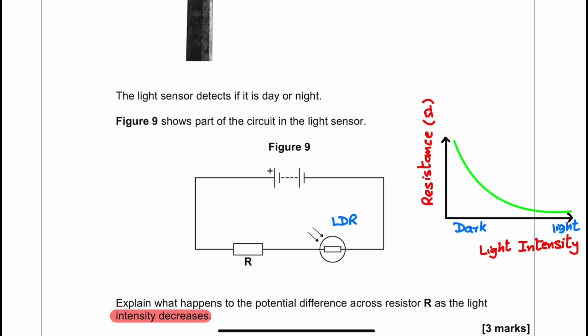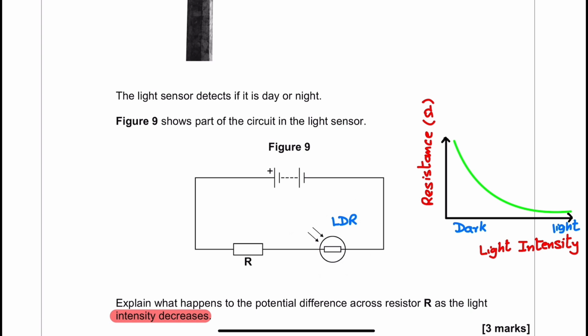Figure number 9 shows part of the circuit in the light sensor. This is the power supply, a battery. A fixed resistor is present, and this is the symbol of LDR, light dependent resistor. I drew my graph to help the student. If the light intensity is increasing or decreasing, the resistance of LDR changes along with that. If it is daytime, the light intensity is high, therefore the resistance of LDR will decrease. If it is darkness or nighttime, the resistance of LDR is very high, therefore less current will flow.